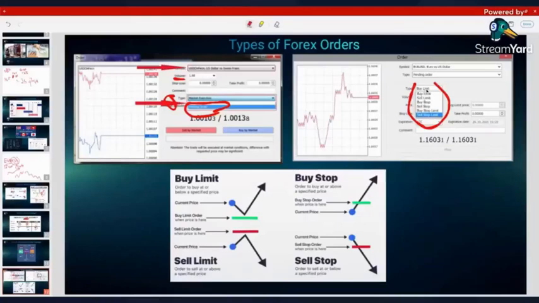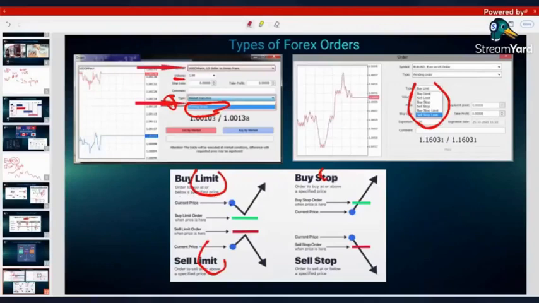So we have the limit orders and the stop orders. Let me just explain to you how this works. This is a buy limit. These are the limit orders, the buy and sell, and these are the stop orders. The order to buy at or below a specific price.